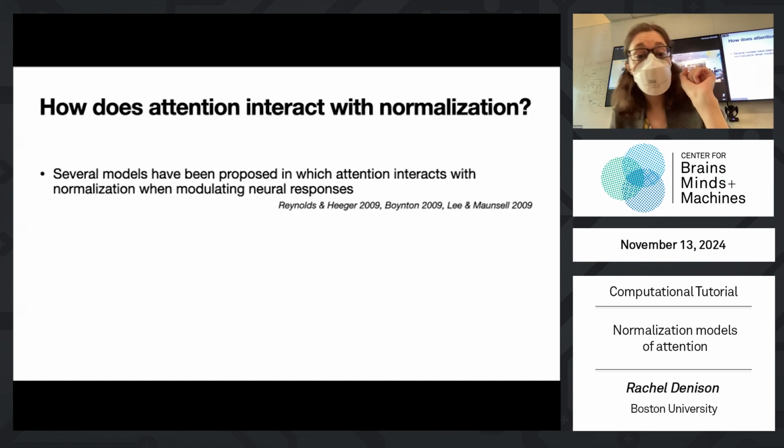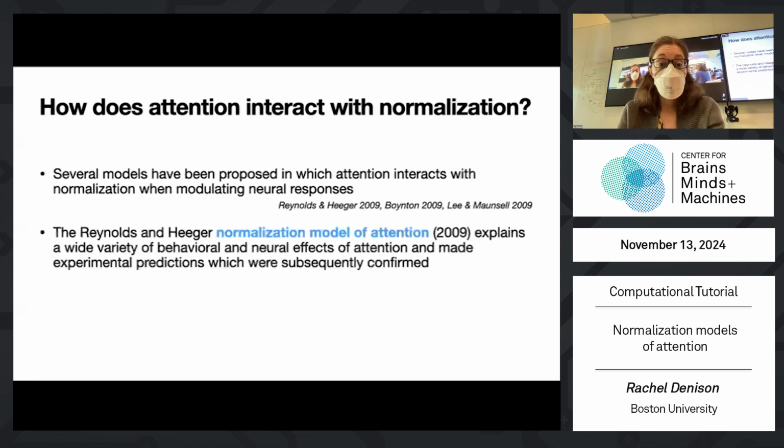Okay, so several models have been proposed in which attention interacts with normalization when modulating neural responses. There's a particular model, this Reynolds and Heeger normalization model of attention I mentioned, which has been a very successful quantitative model for explaining a variety of behavioral and neural effects. It is one of those rare models that made experimental predictions that were actually confirmed in the end. So this is actually a success story in neuroscience.